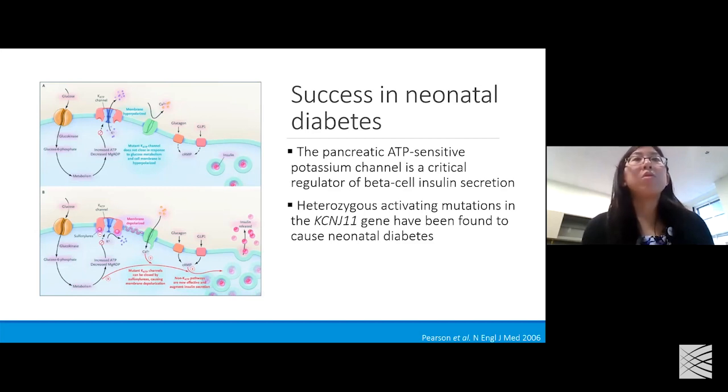And so mutations in this channel result in a failure of the channel to close, resulting in impaired insulin secretion and hyperglycemia. And so what was discovered is that heterozygous activating mutations in KCNJ11, which encodes a subunit of this ATP-sensitive potassium channel, can cause 30 to 60% of cases of diabetes diagnosed in patients under 6 months of age. And these patients are often presenting with severe hyperglycemia or ketoacidosis and are treated with insulin.